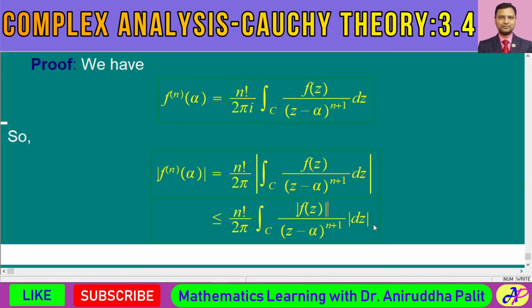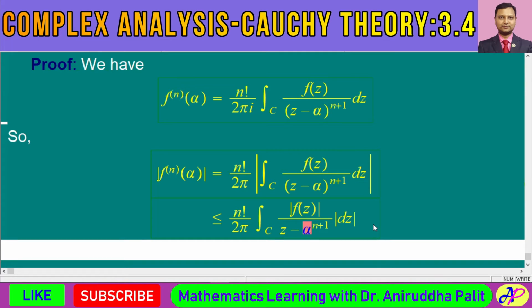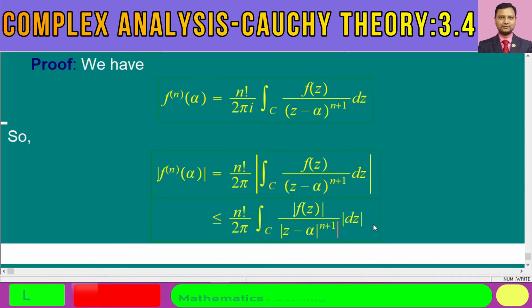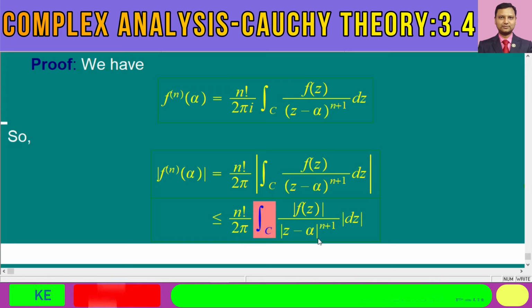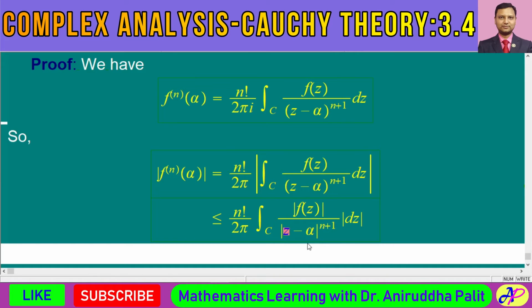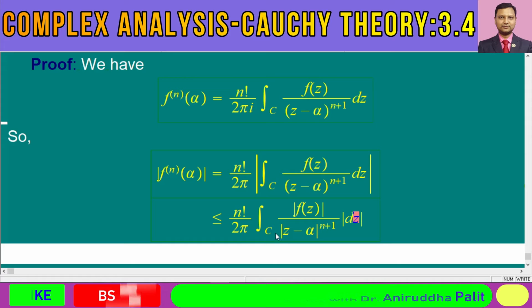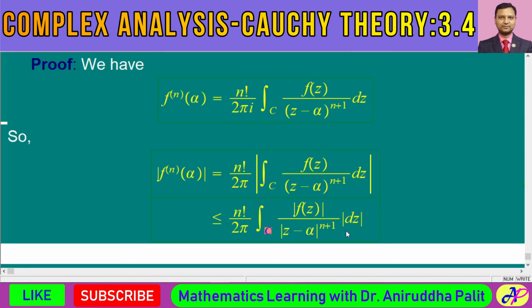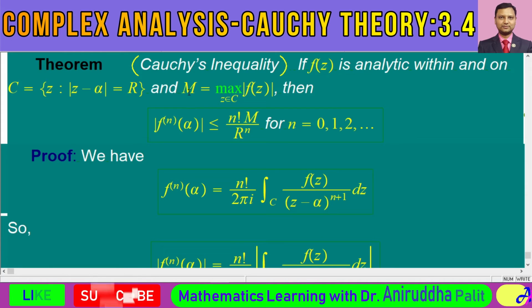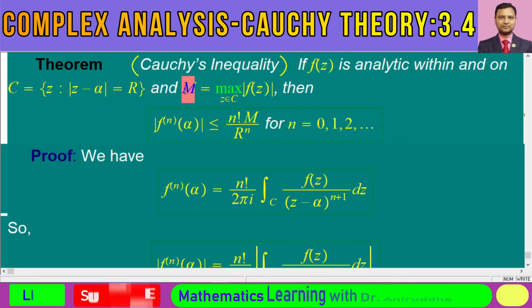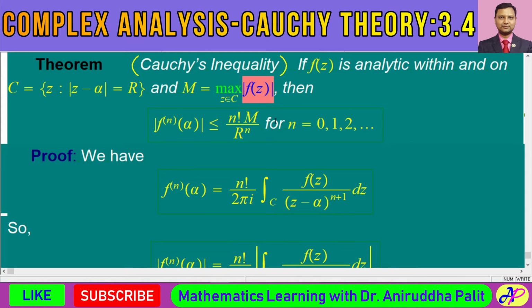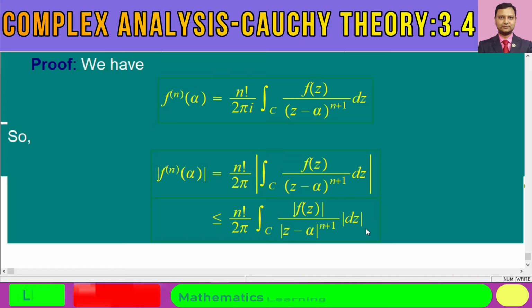This expression becomes the modulus of f of z divided by, over here we can write, the modulus of z minus alpha to the power of n minus 1. And remember, this is an integral over this curve C. That means these points z all lie on this curve C. Now on this curve we have this maximum value. On this curve, capital M is the maximum value of the modulus of f of z.